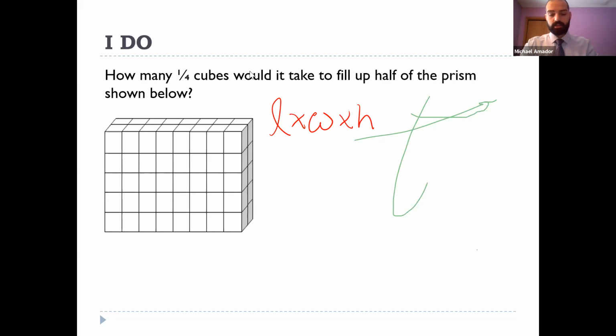So this question here is asking us, how many 1/4 inch cubes would it take to fill up half of the prism? I can see here that we need someone to mute their microphone. Oh, it might be Lemuel because I left Lemuel. There we go. Thank you.